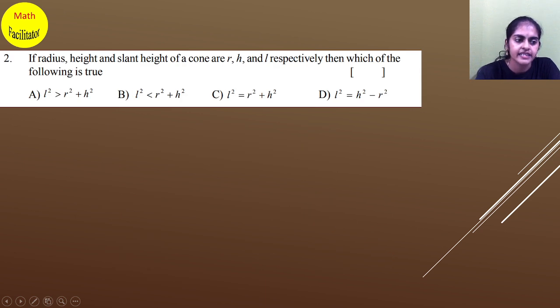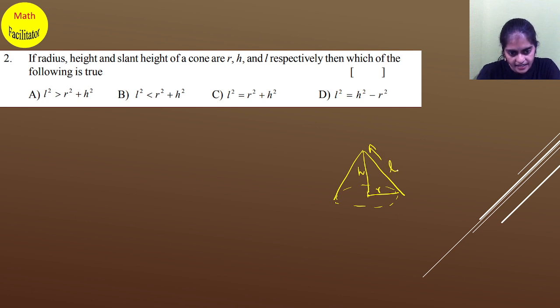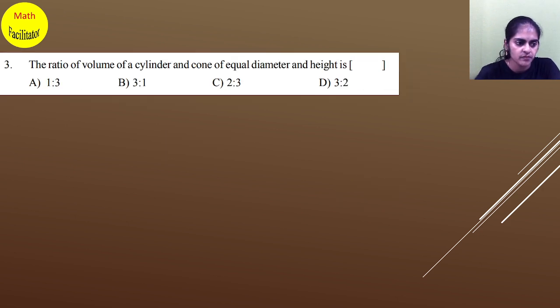If radius, height and slant height of a cone are given to you. Our radius is r, height is h, this is height, and this is slant height. And we know that this is a right angle triangle. Okay, so using Pythagoras theorem, we know L square equal to R square plus H square. So check where is that option. Option C is correct. Okay.